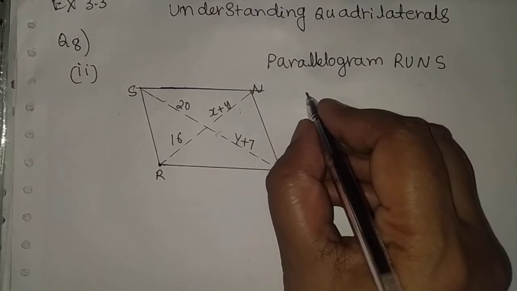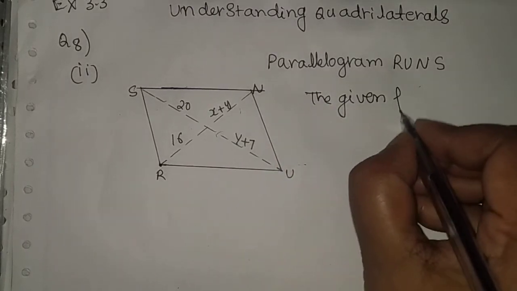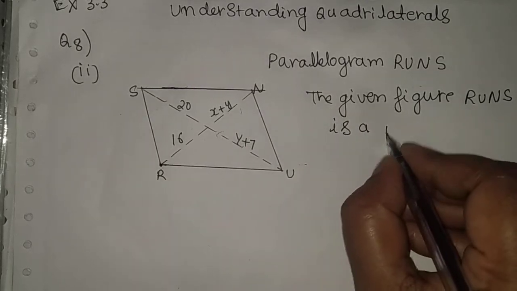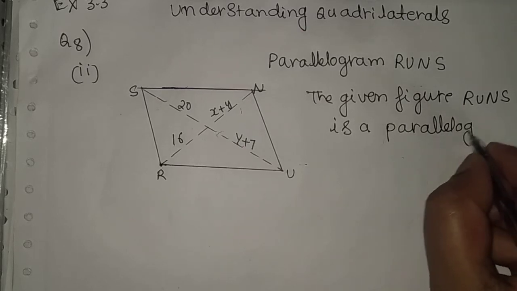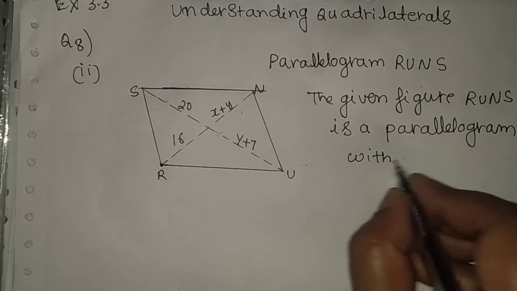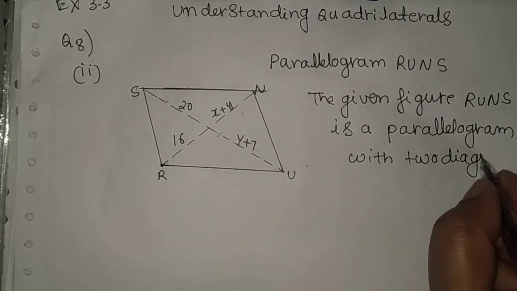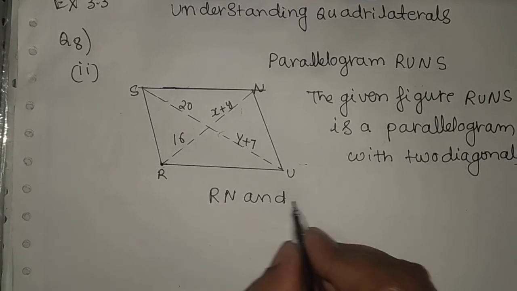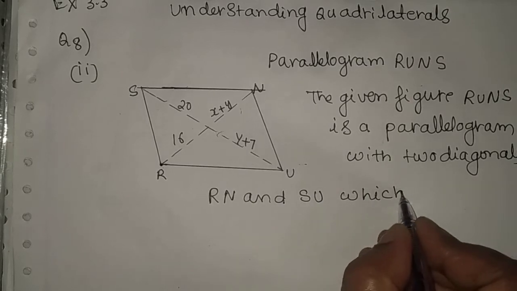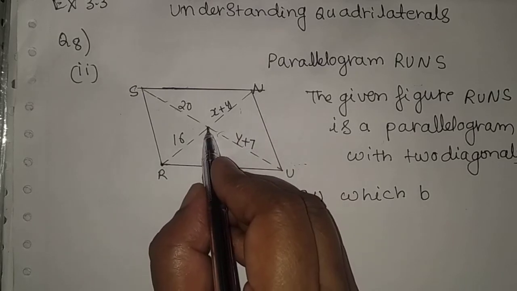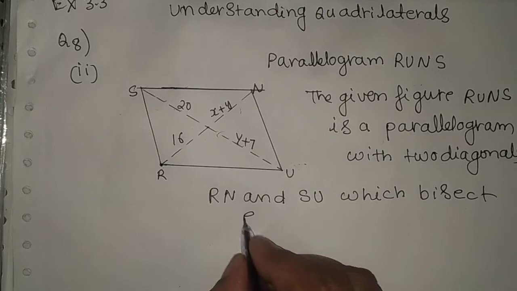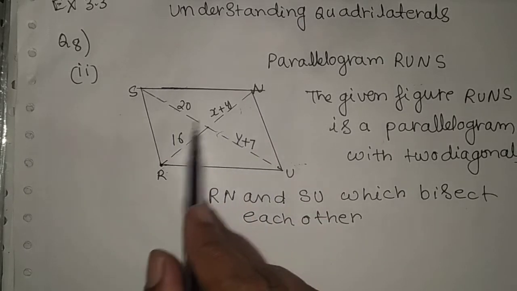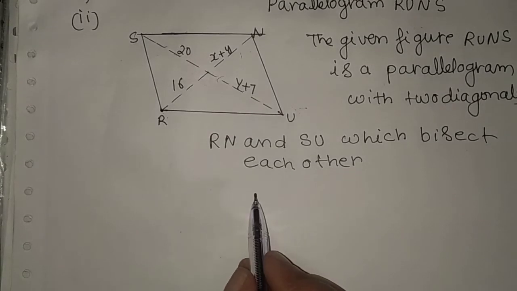So the solution here, I'll write: the given figure RUNS is a parallelogram with two diagonals. So which are the two diagonals? That is RN and SU, which bisect each other at this point. So RN and SU are the two diagonals, and they bisect each other.